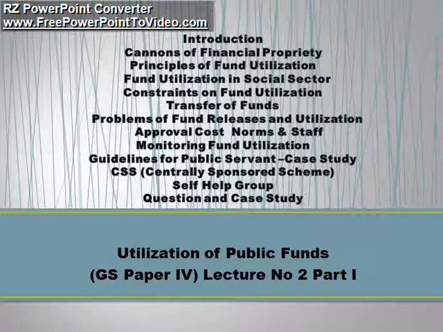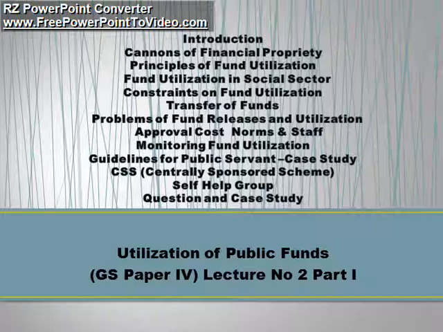The various aspects in the utilization of funds are as follows. The first aspect focuses on source of funds. The second aspect is concerned with the manner of utilization. The third aspect focuses on efficiency. The fourth aspect is output and outcome. In addition, there are allied aspects.